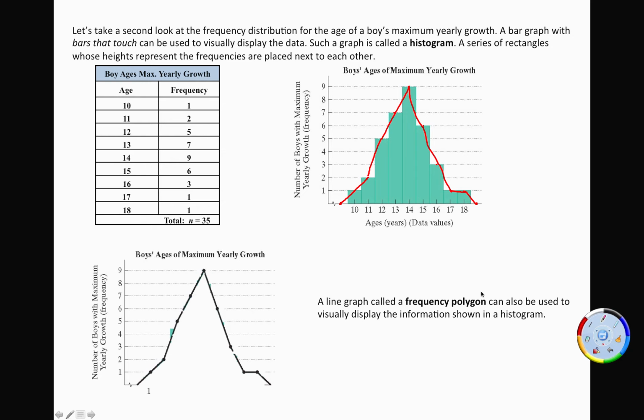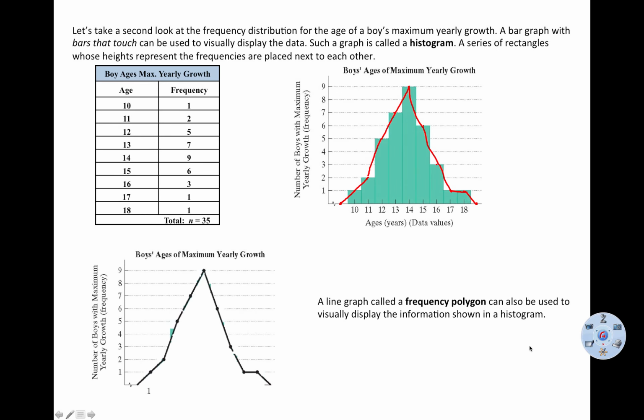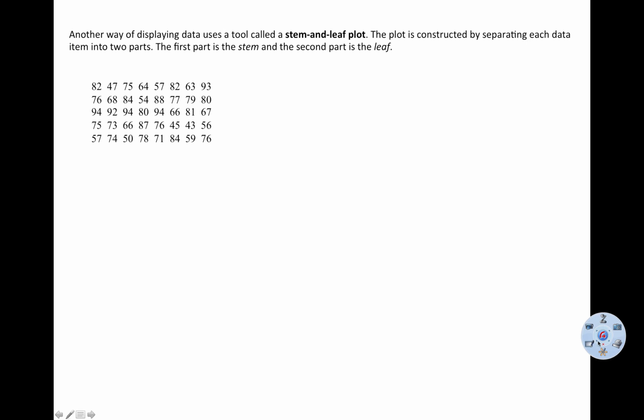We have one more kind of chart to talk about, so let's go ahead and look at that. A stem and leaf plot. The plot is constructed by separating each data item into two parts. The first part is the stem, and the second part is the leaf.